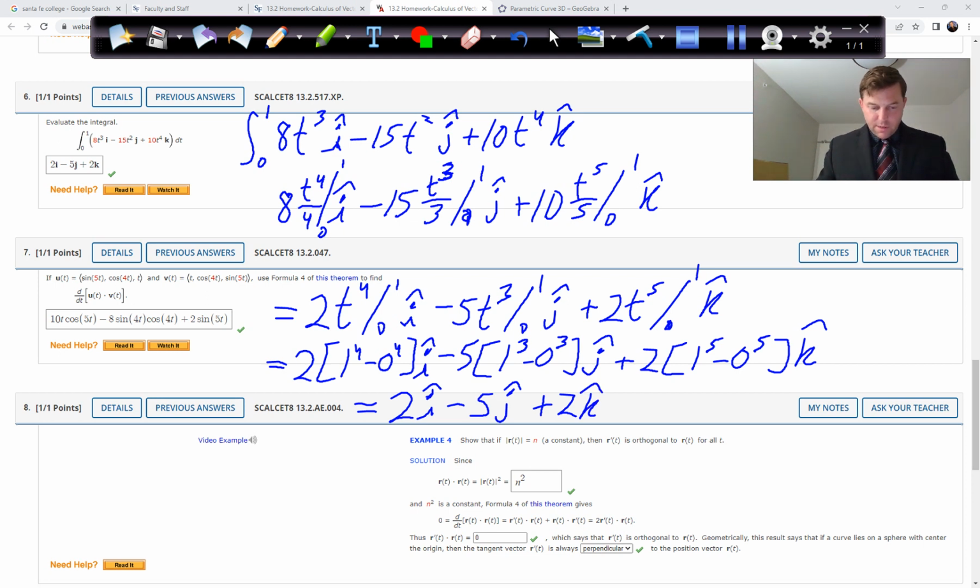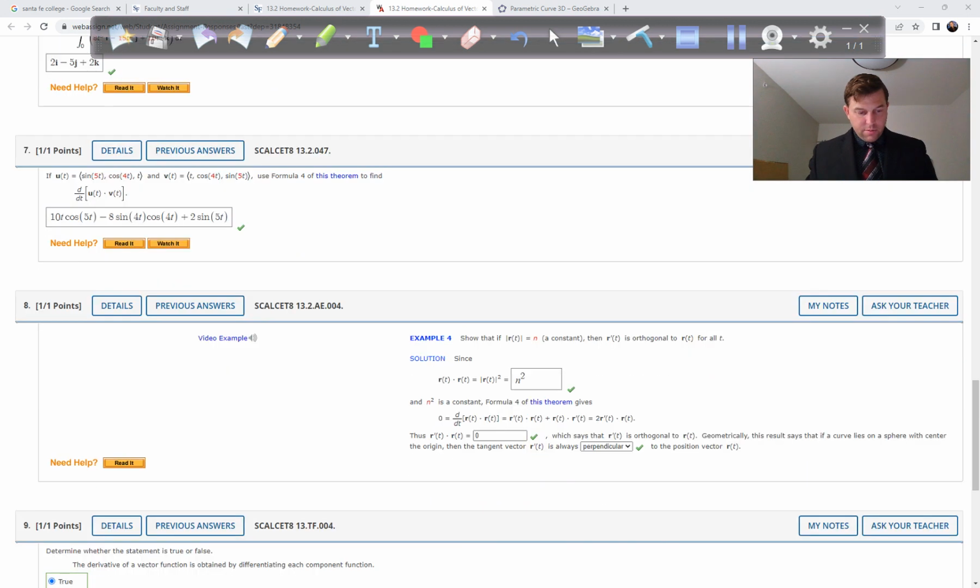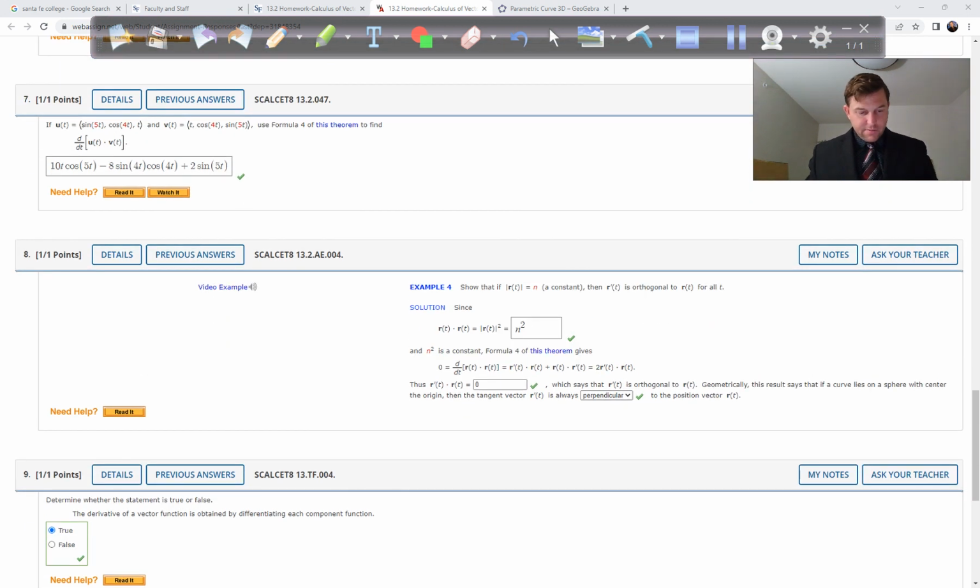And 2i minus 5j plus 2k, yep, that's exactly right. Okay, so just recalling the antiderivative rule for powers. Okay, problem 7 is different.